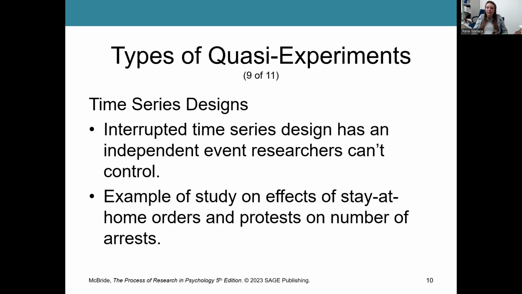An interrupted time series design has an independent event that researchers can't control. So like when everyone had to stay at home for COVID, right? That wasn't anything that we could control. It's not like psychologists could go out there and make people stay in their houses, but we couldn't predict this event, but now that it's happened, we could study it.